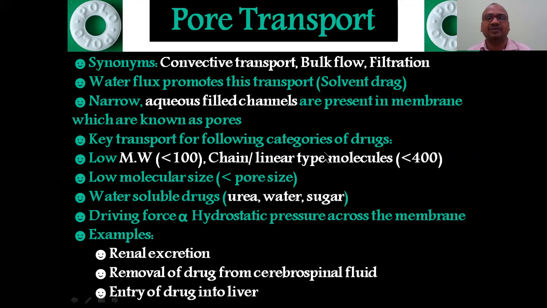Okay, this is the key transport for the following categories of drugs: molecular weight less than 100, mainly because the holes are small. Chain or linear types of molecules will also go here, just like a long chain, not bulky, not branched, only linear, like a snake structure. Branches should not be there; that's why it passes easily. A small hole is also enough. So less than 400 Dalton, less than 100 Dalton molecular weight, molecular size less than the pore size, only then it passes. Urea, water, and sugar are the common examples.